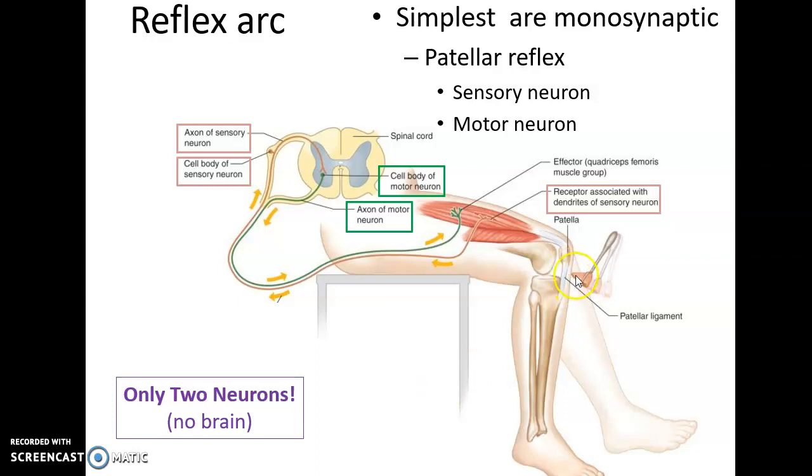Again, when the stretch occurs, the hammer hitting the patellar ligament, we have the sensory neuron carrying the information to the spinal cord, synapsing with the motor neuron that then carries the command back out, causing the quadriceps femoris muscle group to contract and causing the leg to kick.